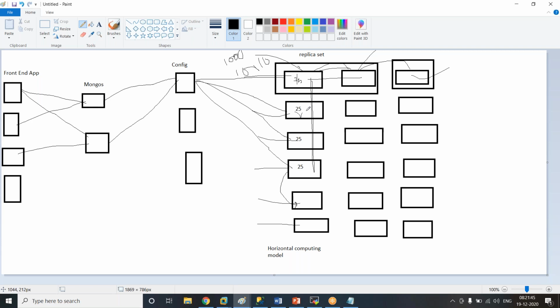It is a collection level technology. Whichever collection is growing bigger, just enable the sharding. It will distribute the data automatically. Smaller collections we don't do it. Why? Because they have limited data.